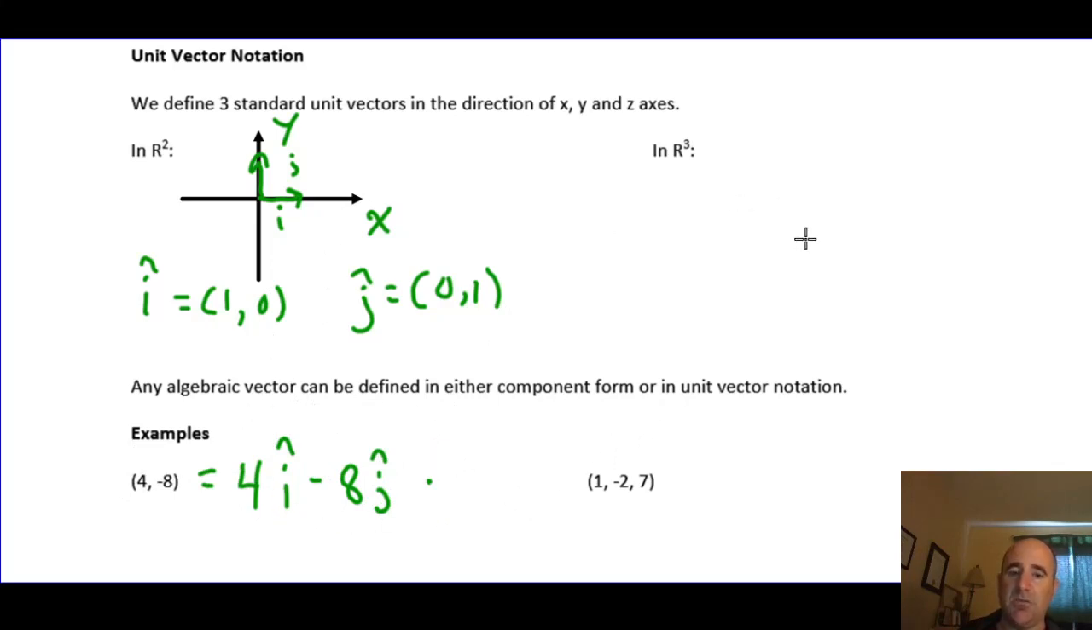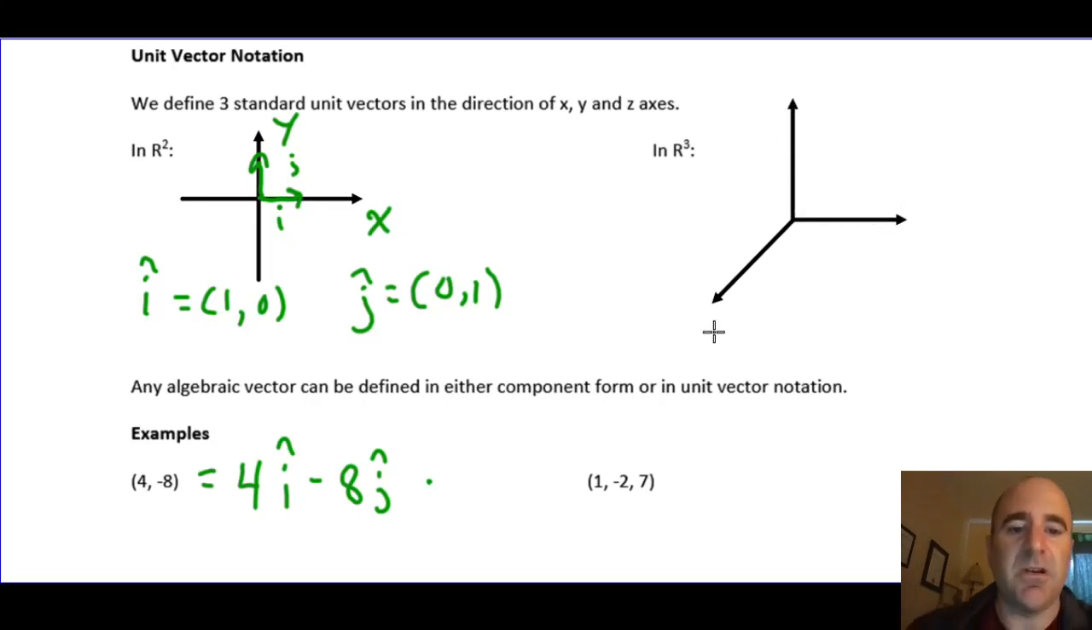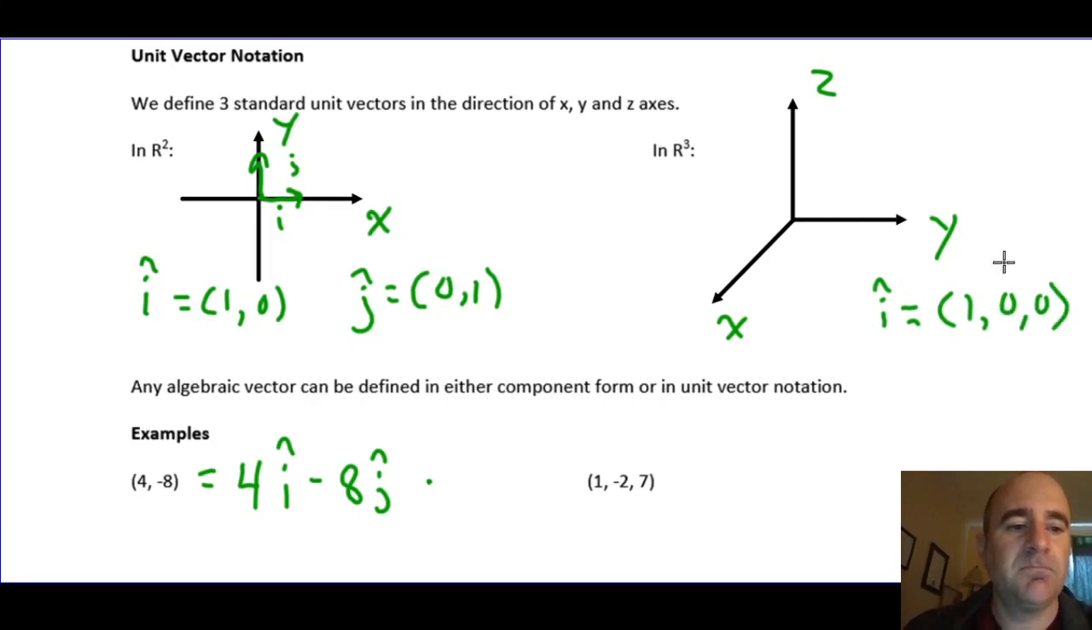In R3, we can do something very similar. Of course, now we have x maybe this way, y this way, and z coming up, so that we're in 3D. We use i now. It's going to have to be 1, 0, 0. So that puts i this way.